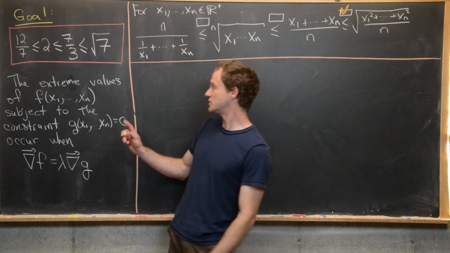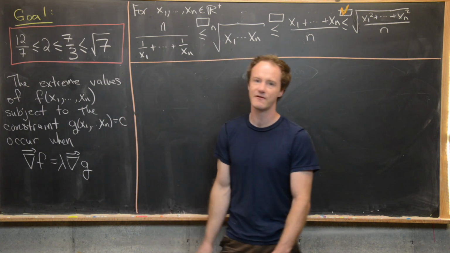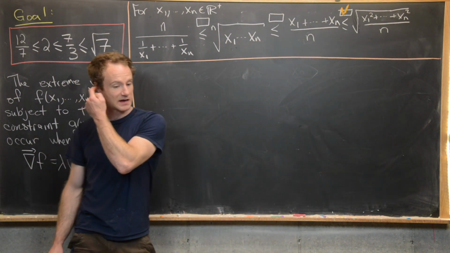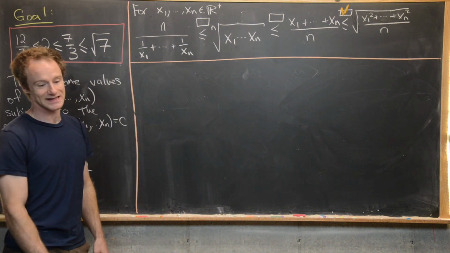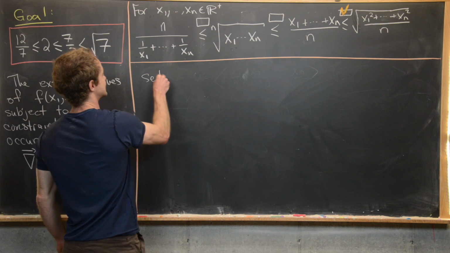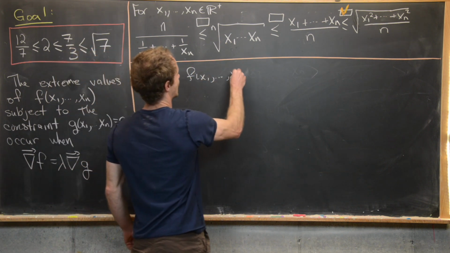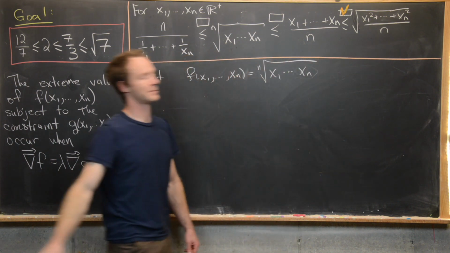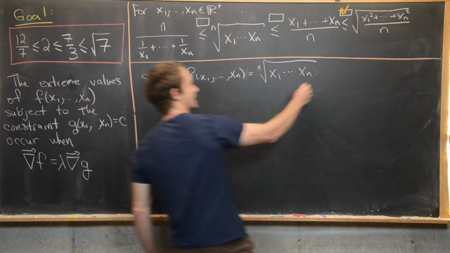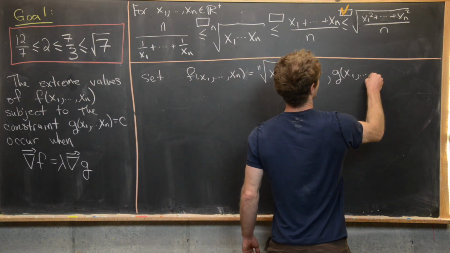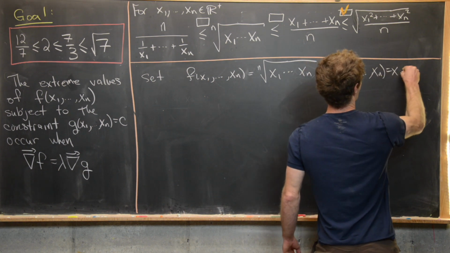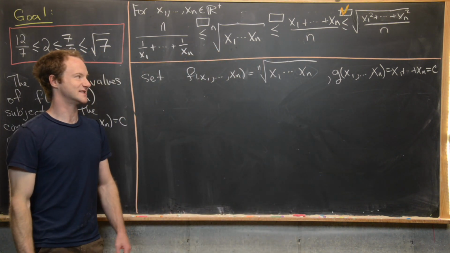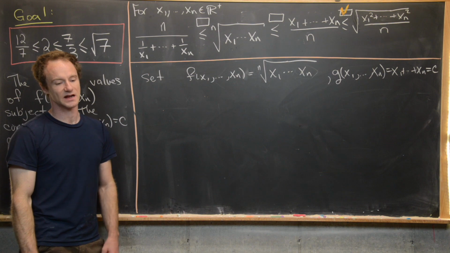Okay, so now what we want to do is carefully choose the functions f of x and g of x so that we can build this geometric-arithmetic mean inequality. And the way we will do it is as follows. Let's set f of x1 up to xn equal to the nth root of x1 up to xn. Great. And then the next thing that we'll do is set g of x1 up to xn equal to the sum x1 plus up to xn, and we'll say that's just equal to some constant. So in other words, the sum of all of these inputs is a constant.